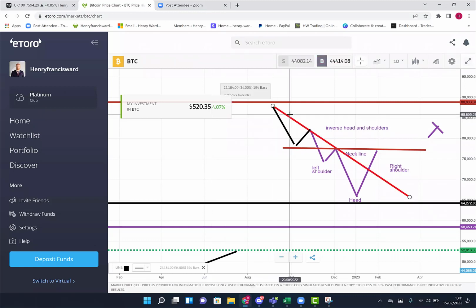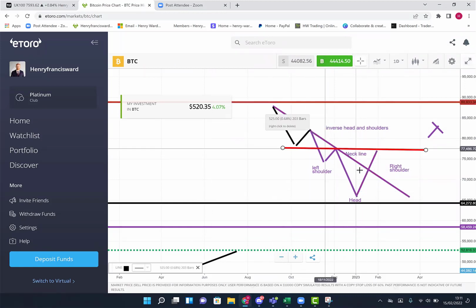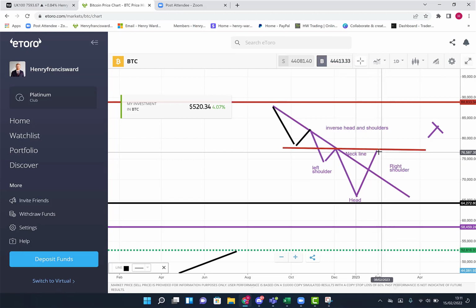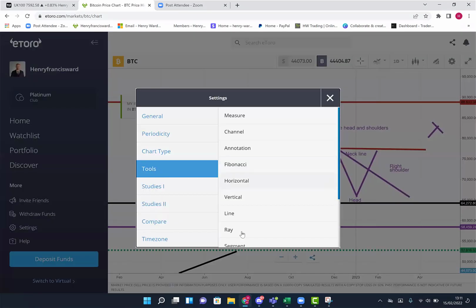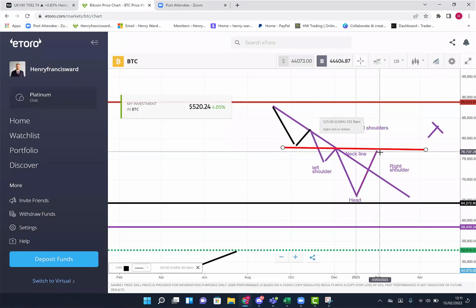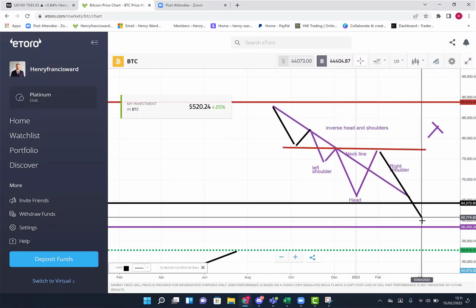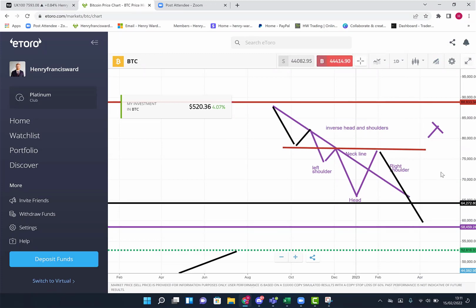Okay, so we have the overall momentum going down, so the trend going down. So we would expect from a double top to continue going down. That's what we would expect in a normal market. That's the general rule of thumb with a double top. So that's what we would expect to happen.